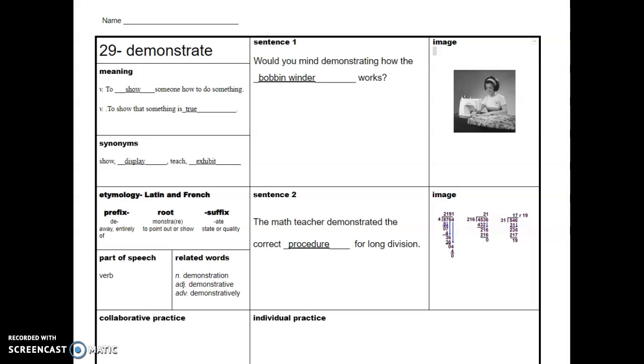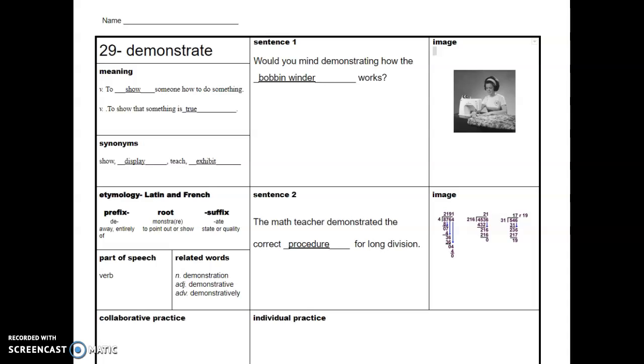A couple of examples. Sentence number 1, would you mind demonstrating how the bobbin winder works? I don't know how many of you have used a bobbin winder on a sewing machine, but I would probably need a demonstration to remember how to use that correctly. I'm not much of a sewer.